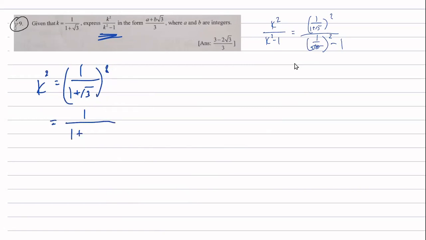Yes, k square is 1 over 1 plus root 3 squared. That is 1 plus 2 times 1 times root 3, 2 root 3, plus root 3 square is 3. Simplify: 1 over 4 plus 2 root 3. I notice there is a factor of 2, I'll take it out first: 2 plus root 3.